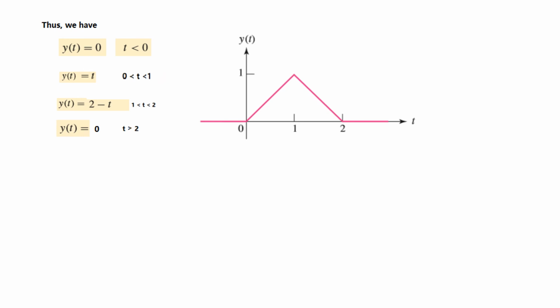Now in the other case, it is 2 minus t. Minus t means the slope is negative. So the slope is negative with value 1. And this 2, I hope you know that this is the y-intercept. That means if we extend this line to the y-axis, it will touch at point 2. So this line now represents 2 minus t for the range 1 to 2. And for t greater than 2, the output is 0, so we plot it like this.